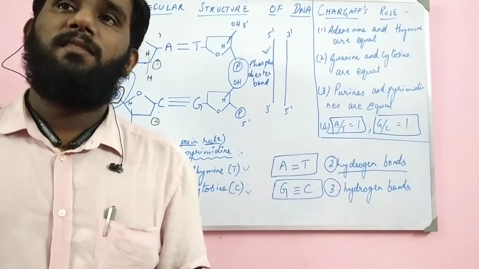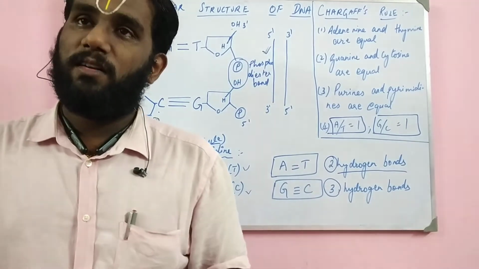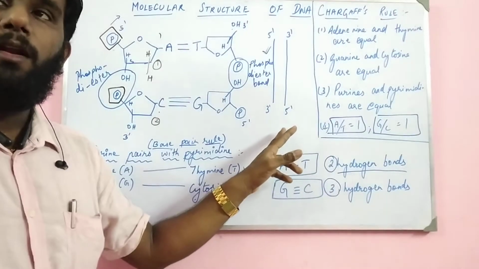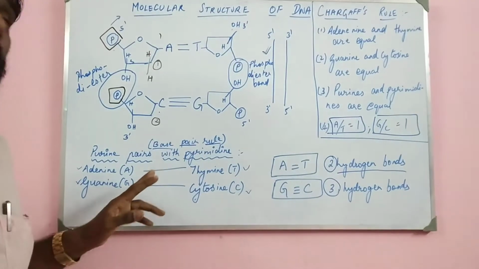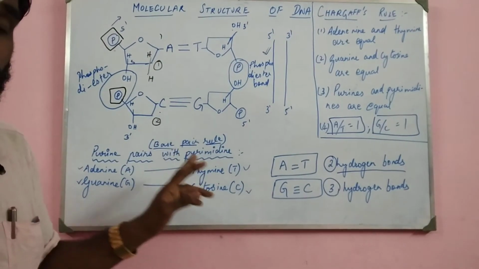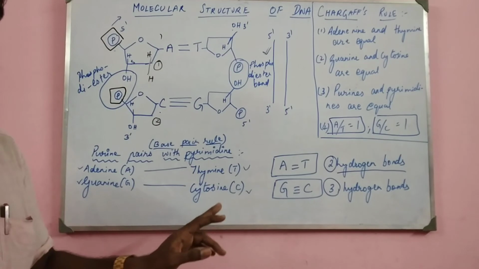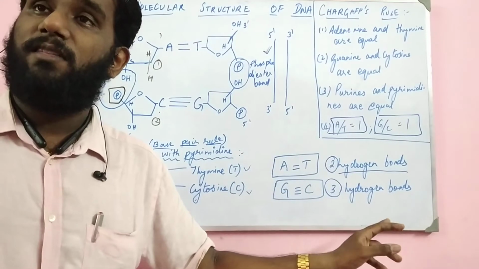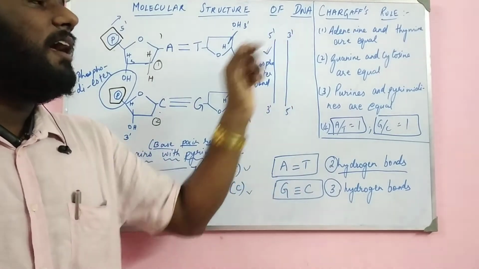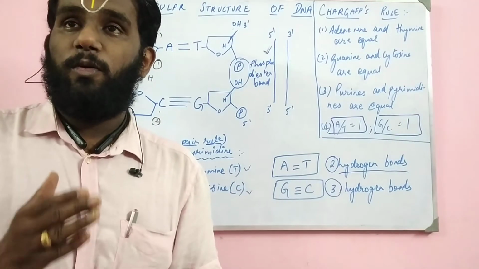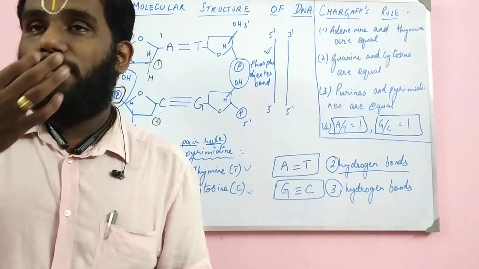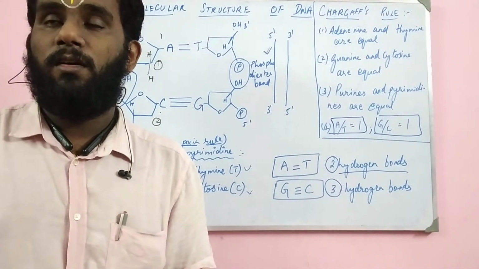So this is the overview of the molecular structure of DNA, where you should know that the polarity is very, very important. And as per the base pair rule, adenine always pairs with thymine, guanine always pairs with cytosine. Adenine and thymine have two hydrogen bonds, guanine and cytosine have three hydrogen bonds, and Chargaff's rule states the number of purines is always equal to the number of pyrimidines, and the ratio of adenine to thymine or guanine to cytosine is always 1.